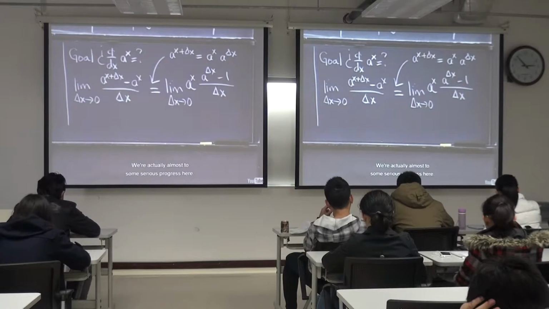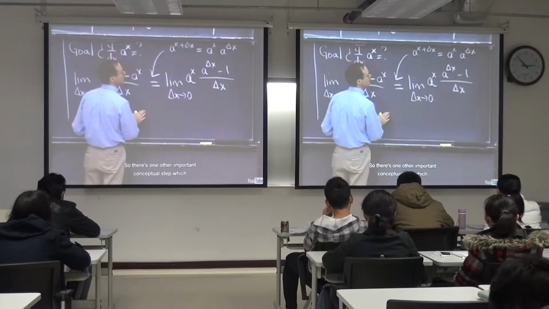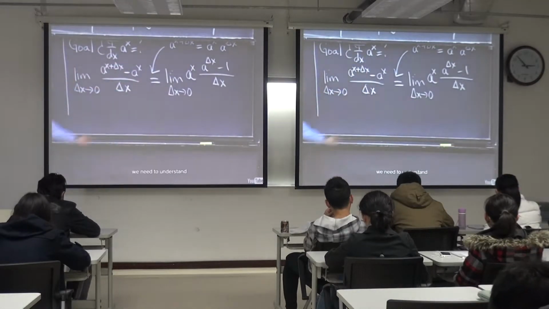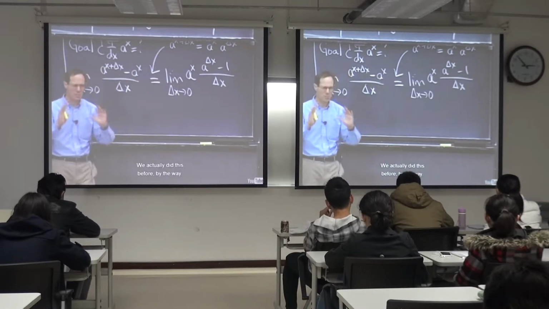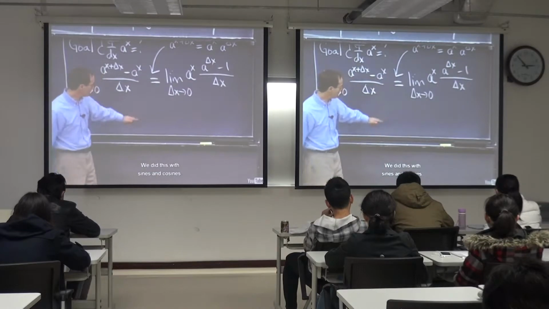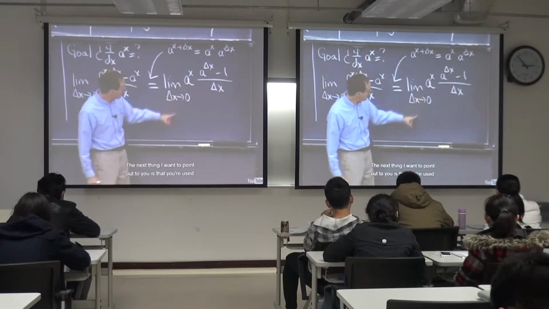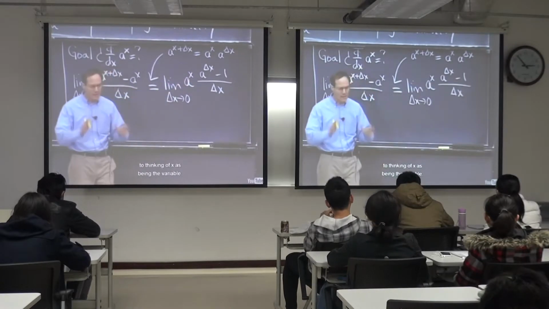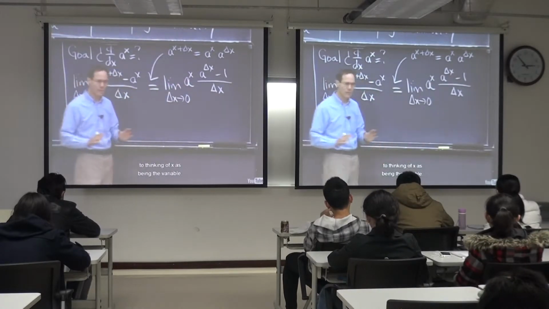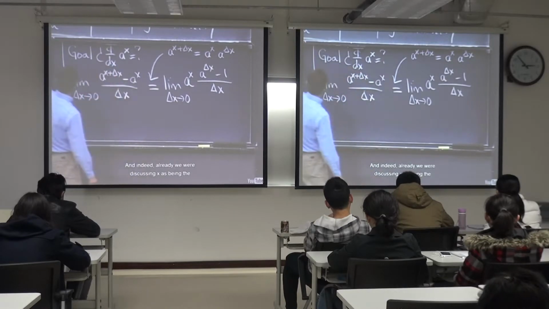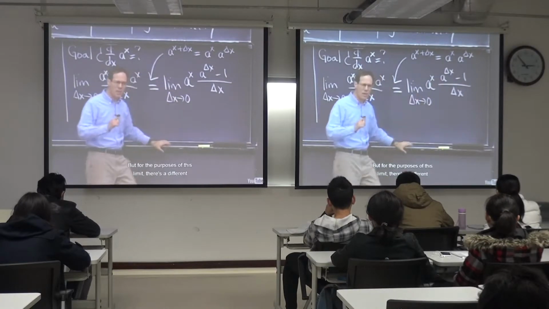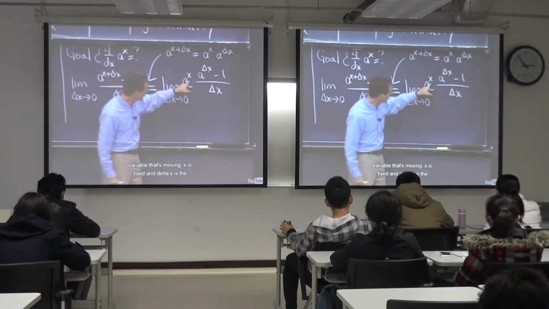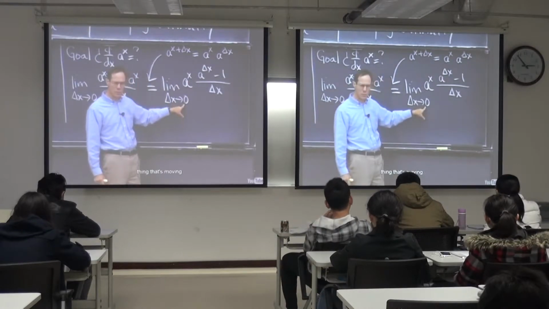So far, so good. We're actually almost to some serious progress here. There's one other important conceptual step which we need to understand, and this is a relatively simple one. We actually did this before, by the way, with sines and cosines. The next thing I want to point out to you is that you're used to thinking of x as being the variable. And indeed, already we were discussing x as being the variable, a as being fixed. But for the purposes of this limit, there's a different variable that's moving. x is fixed, and delta x is the thing that's moving.